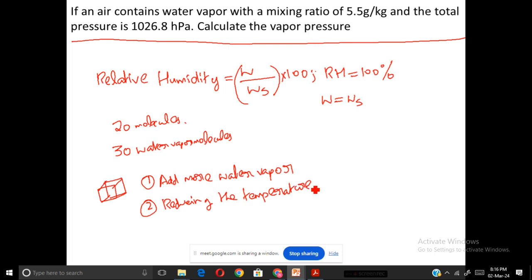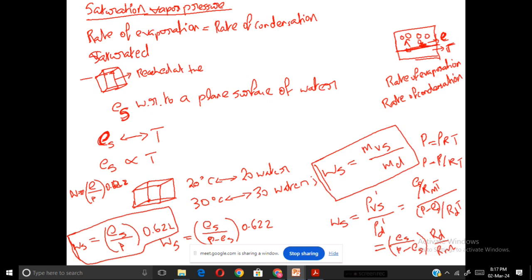So for a parcel to attain saturation, there are two methods. One is to add more water vapor and reach its saturation level, or the second one is to reduce the temperature. When we reduce the temperature, the amount of water vapor molecules that the parcel can hold will also decrease. So it will become saturated easily. If an air parcel is not saturated at a temperature of 20 degrees Celsius, maybe if we reduce the temperature to 15 degrees Celsius, it may become saturated. So two methods are there, either adding more water vapor or reducing the temperature.